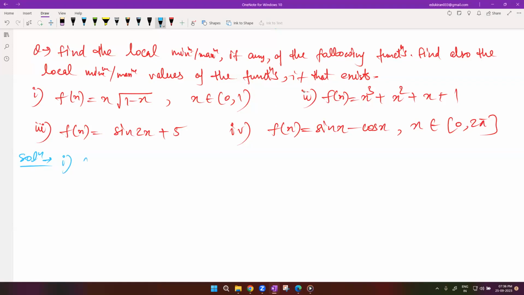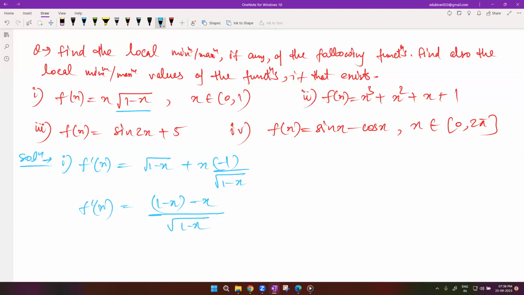ठीक है भाई, कर लेते हैं चेक f double dash x। सबसे पहले f dash x निकाल दो, क्या होगा? root over 1 minus x plus x into 1 by root over 1 minus x into -1. -1 will be due to this. We'll have to apply product rule, right? And this can be further changed to this. So this is your f dash x.